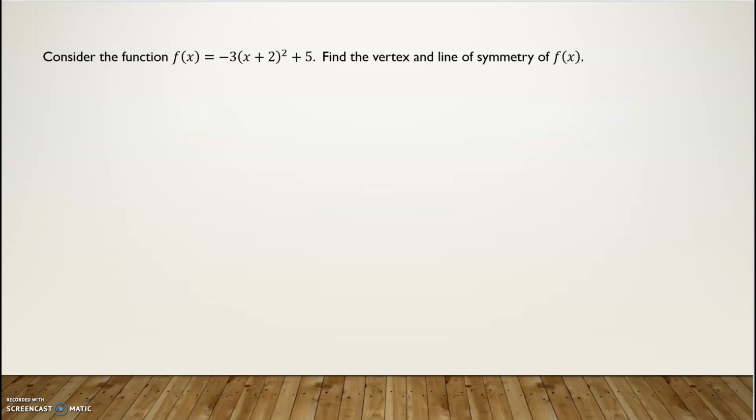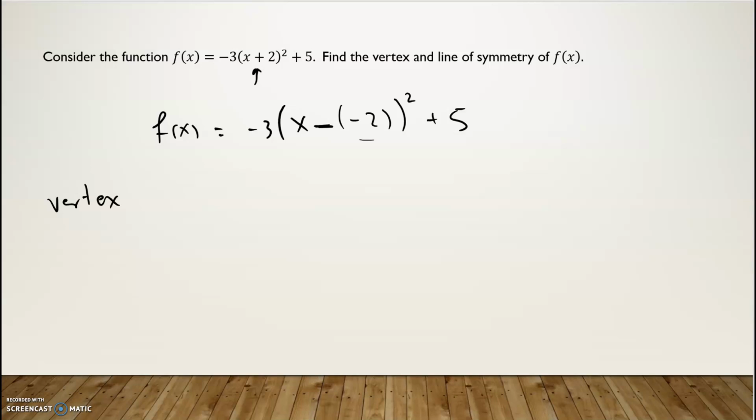So notice we don't have a negative inside here, we have a positive. So I have to write this as negative 3x minus negative 2 squared plus 5. Have to have this negative right here so we can find our h value. So here our vertex is negative 2, comma 5.